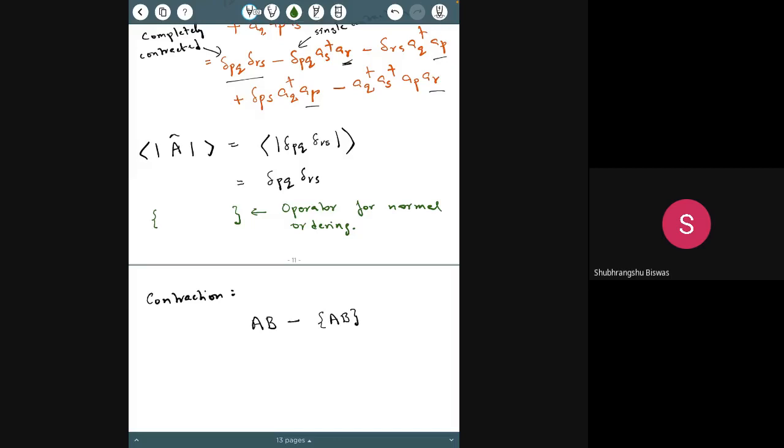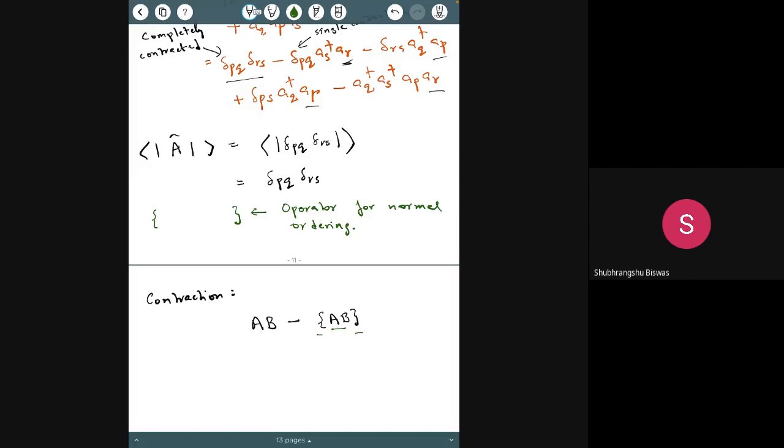That is the best way of thinking about it. So here you see I'm still writing it as AB. I've not mentioned the internal structure of AB, so I don't know where the creations are, where the annihilations are. But I have put the operator with the curly braces over here, which means that whatever is inside, if I have to remove the brackets, I have to put them in normal order.